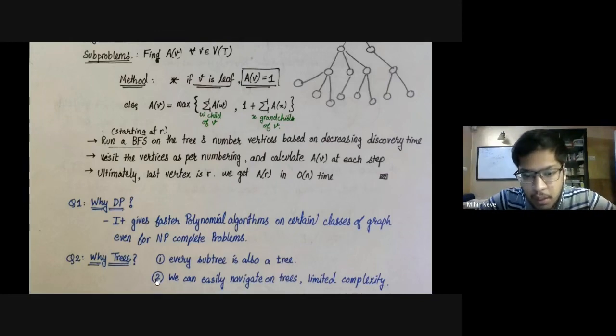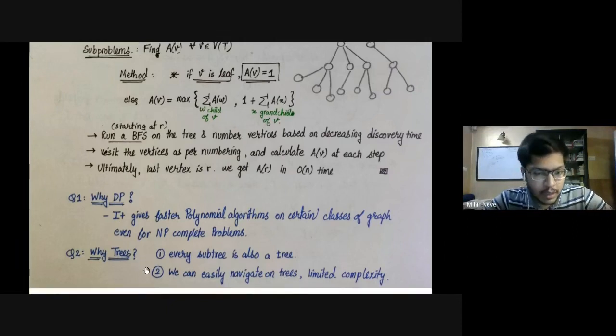The second important reason is that you are able to easily navigate on these trees. You know that you can go from children to parents. And there is no weird stuff happening, such as cycles or something which can really complicate matters. So that's why dynamic programming on trees is very efficient.